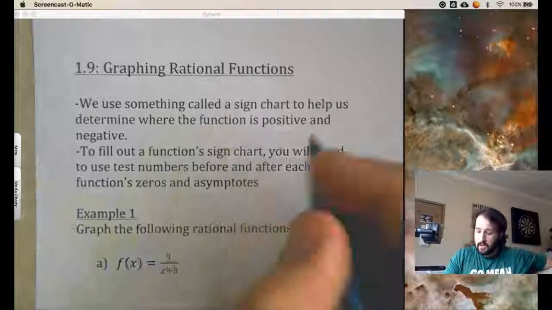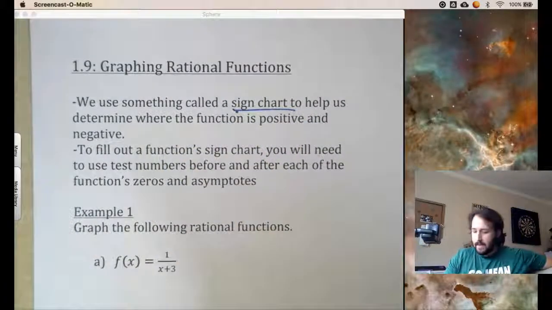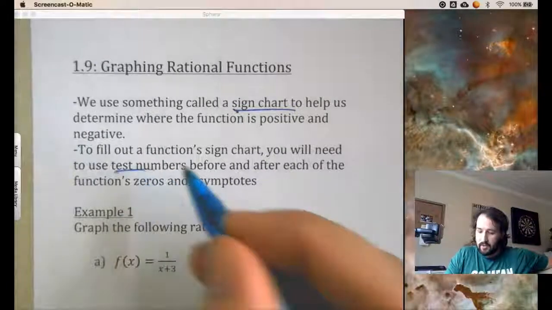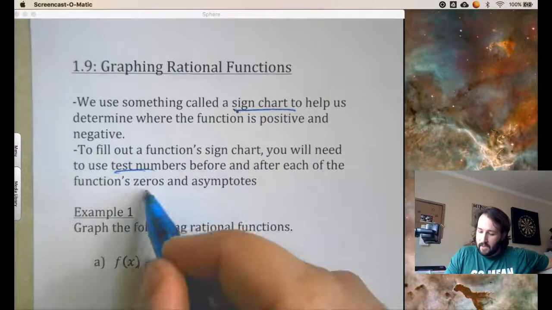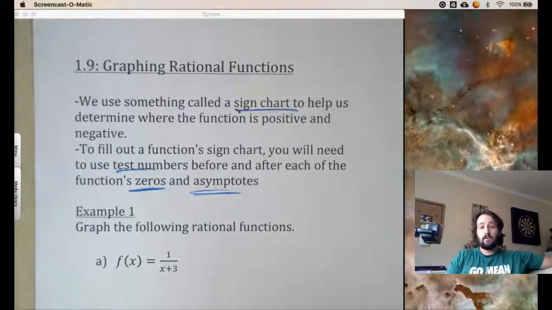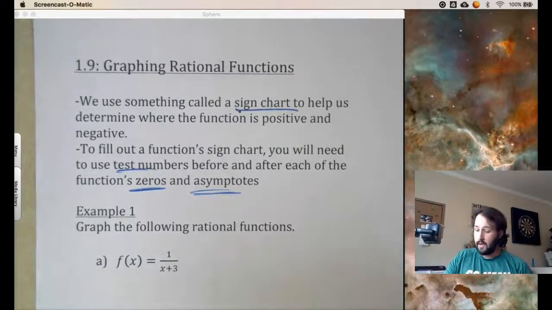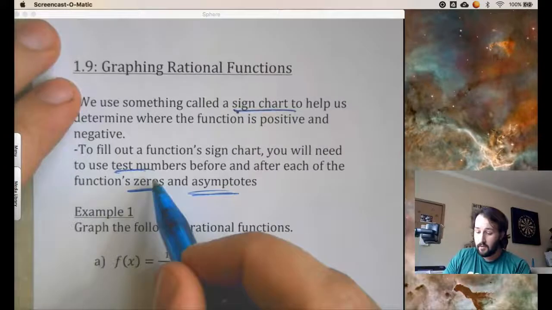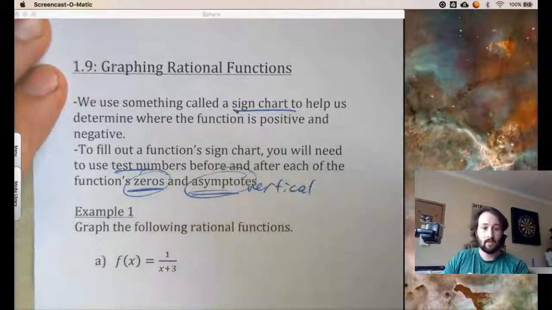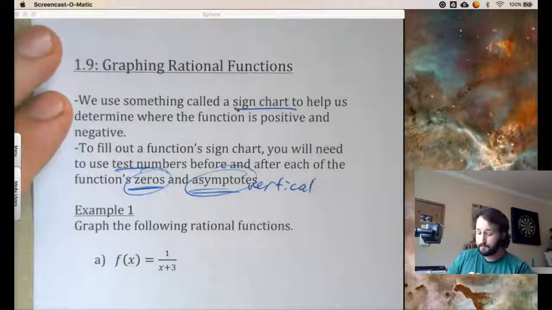So we use something called a sign chart to help us determine whether the function is positive and negative. It's pretty easy. But to fill out the sign chart, we'll need to use test numbers, so they'll ask you questions about that. But it involves the zeros and the asymptotes, the vertical asymptotes. They don't talk too much about the horizontal asymptotes. You guys will get that more in pre-cal as well. So first thing, we need to find the zeros and the vertical asymptotes. That's the most important thing to use when we're actually graphing these things by hand.